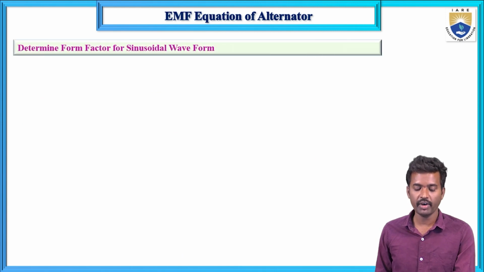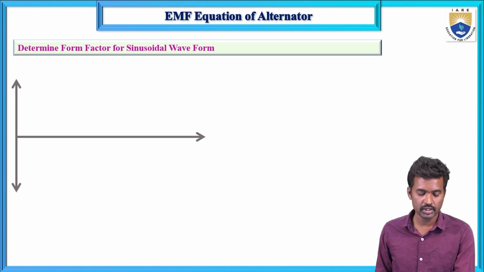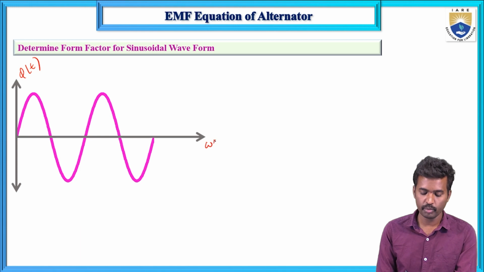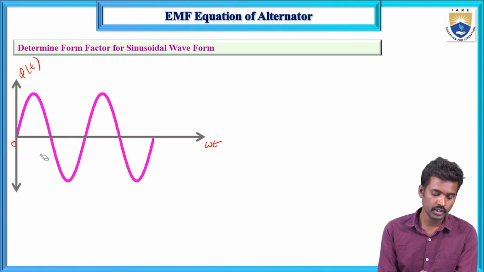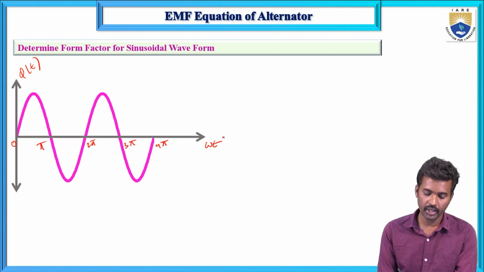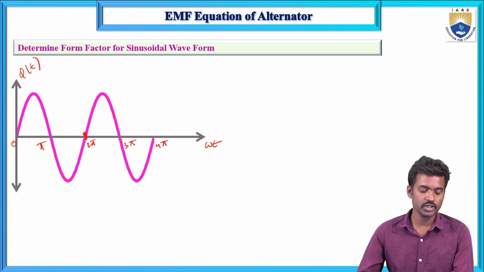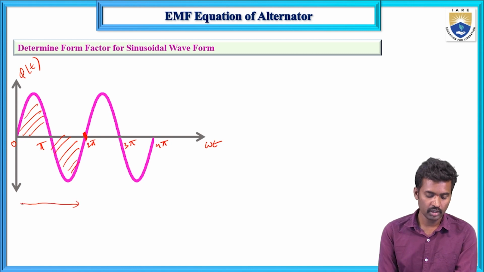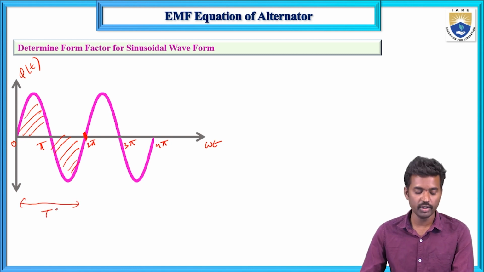Next, the derivation of form factor for a sine wave. Same thing here, this is a sine wave, phi of t, and this is omega t. So this is 0, pi, 2 pi, 3 pi, 4 pi. The time taken to complete up to 2 pi is one cycle. A cycle means a complete set of positive and negative values. So this is the time period, the time taken to complete one cycle.